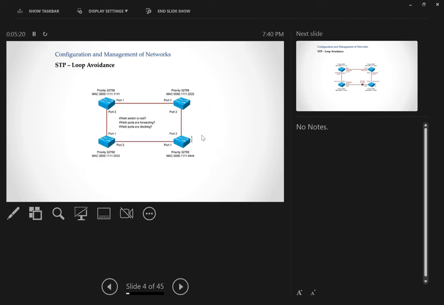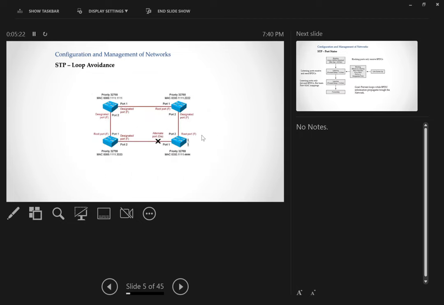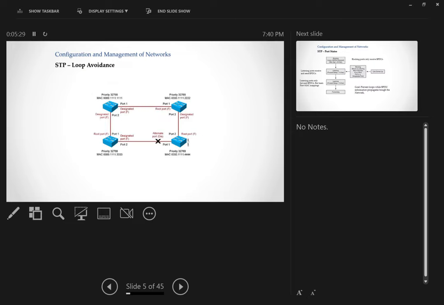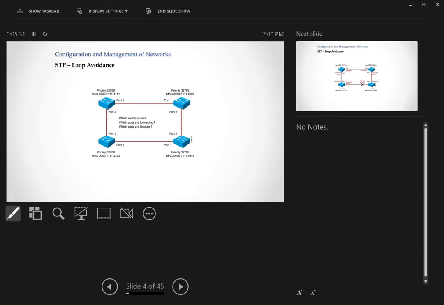So, for example, here you have this topology. First thing, which one will be the root bridge? So, if the priority is the same, you see the priority is the same in all. Okay? Since the priority is the same in all of them, it's going to choose the smallest MAC address, which is this one. So, this one will be the root bridge. Okay?